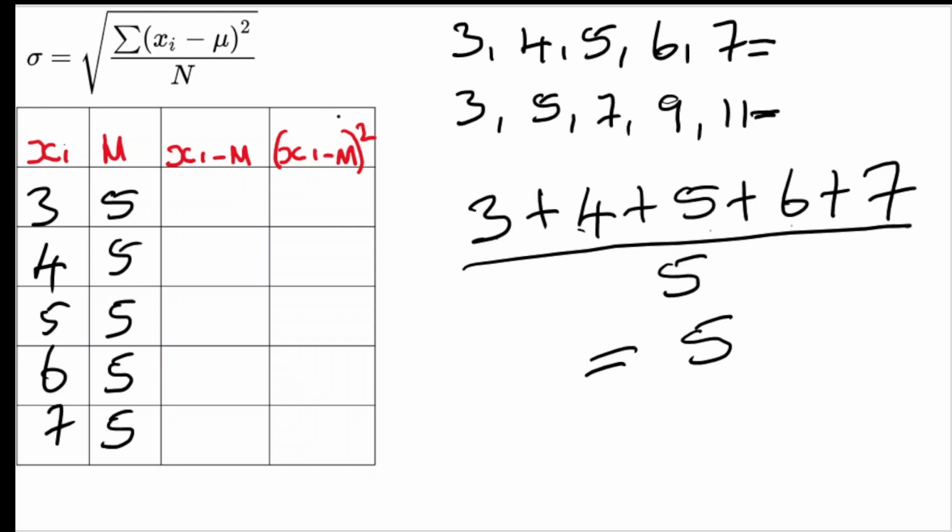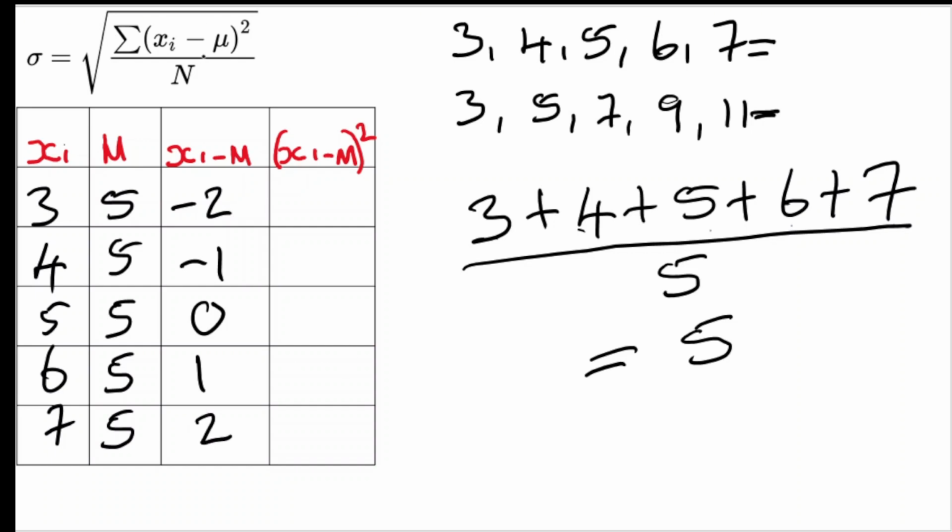5. And then the next one here is our x1, which are our individual population, minus our population mu. Okay. Then we have 3 minus 5 to give us minus 2. 4 minus 5 will give us minus 1. 5 minus 5 will give us 0. 6 minus 5 will give us 1. 7 minus 5 will give us 2.